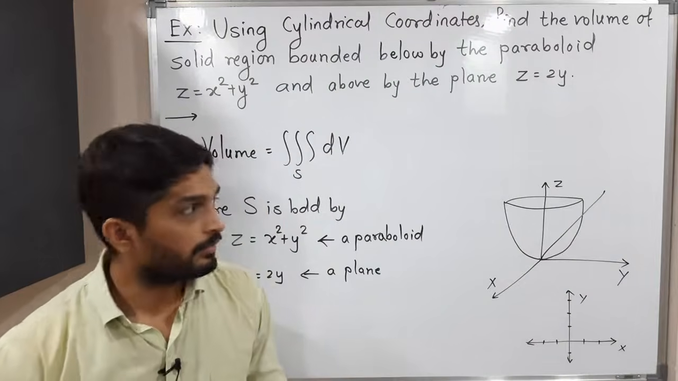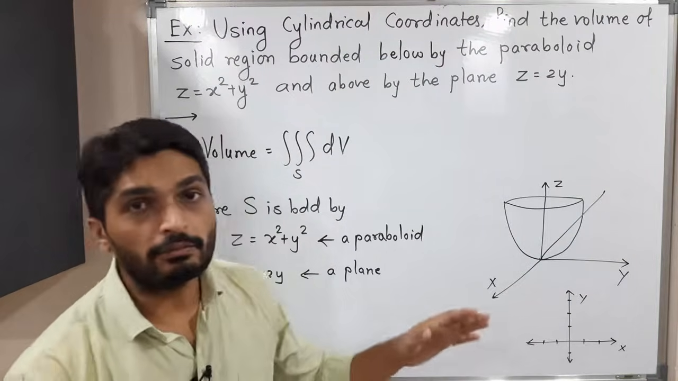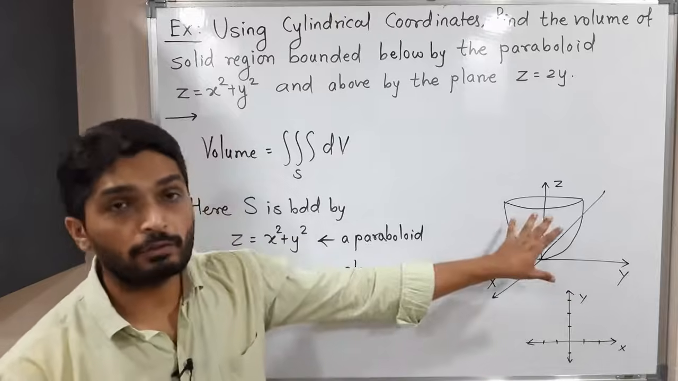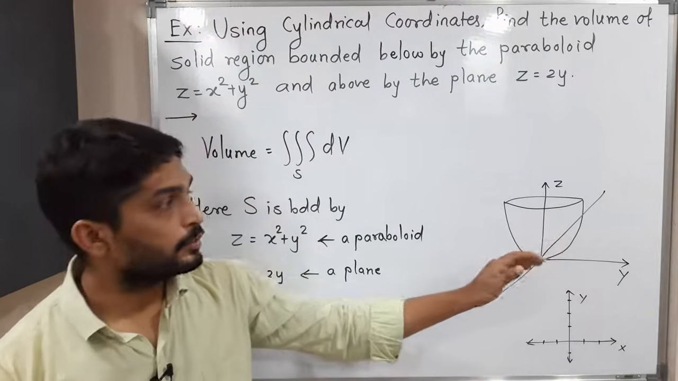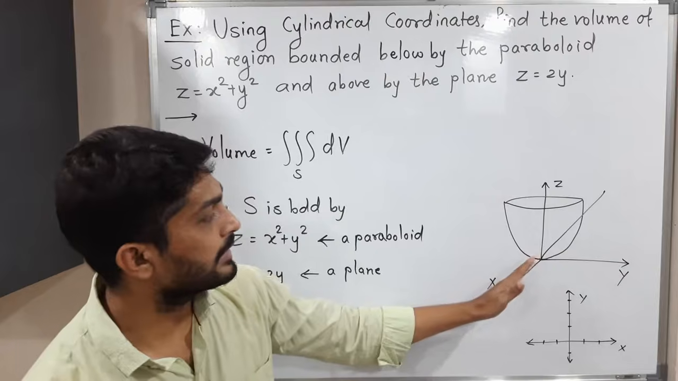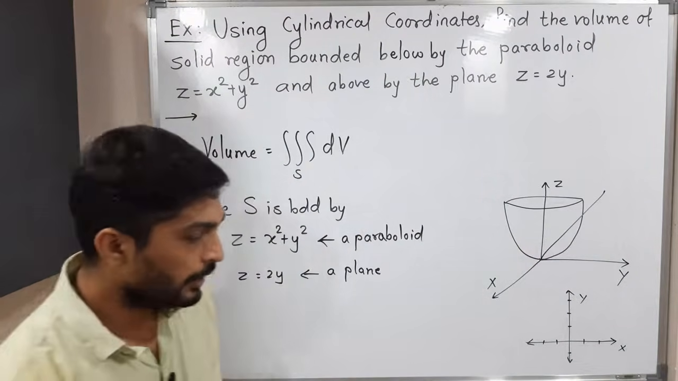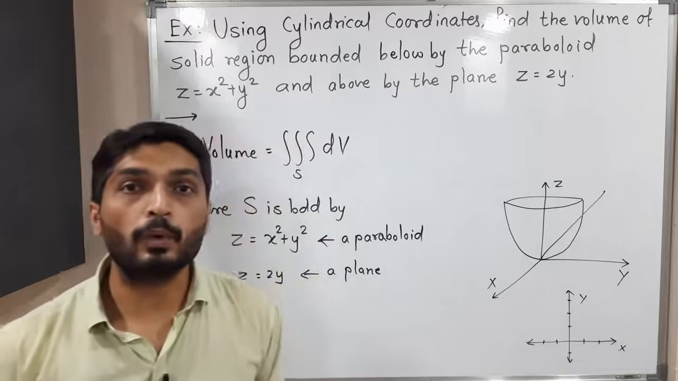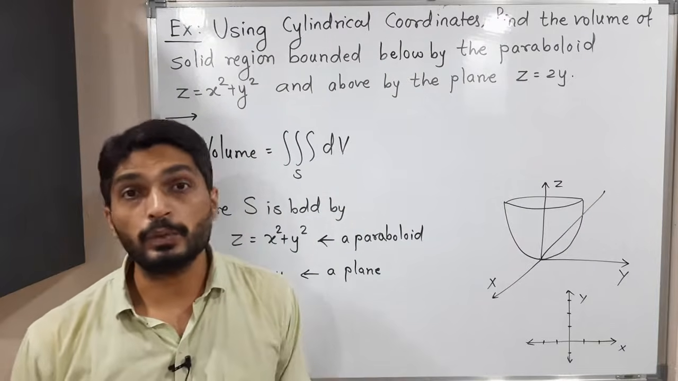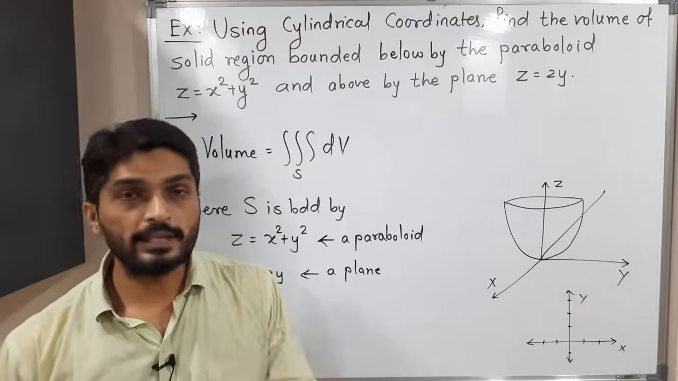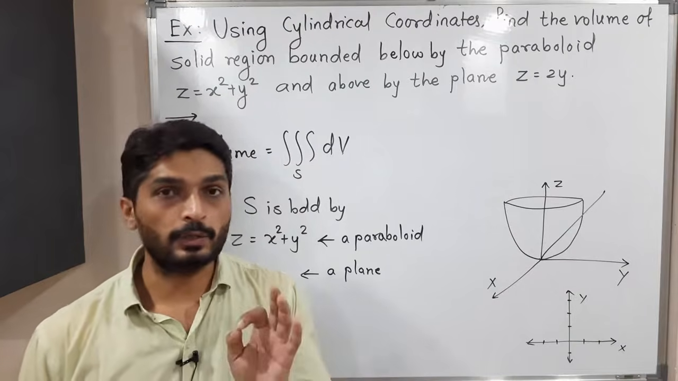If I draw a plane here, then the diagram will be very complicated to understand. So I'm showing it by a line. You can see the plane is parallel to the x-axis and it will be like this. To convert a problem to the cylindrical coordinate system, we are going to put x is equal to r cos theta, y is equal to r sin theta, and z is equal to z.